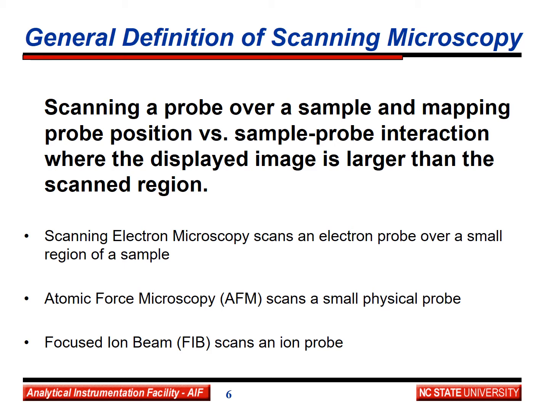So my general definition of scanning microscopy is to scan a probe over a sample and to map the position of the probe versus the sample probe interaction, where the image that we display is larger than the region that we scan. A scanning electron microscope is going to scan an electron probe over a small region. An atomic force microscope scans a small physical probe, and a focused ion beam scans an ion probe.